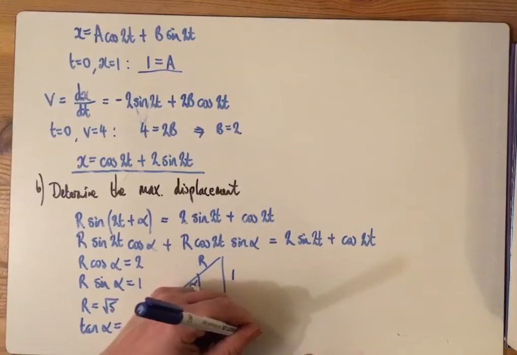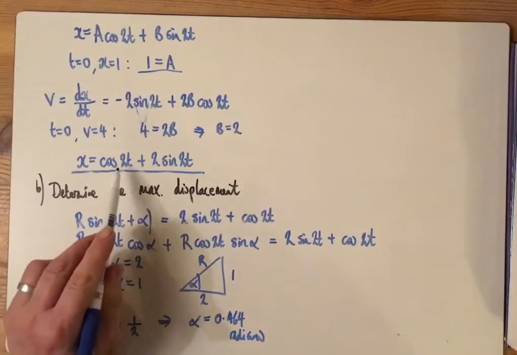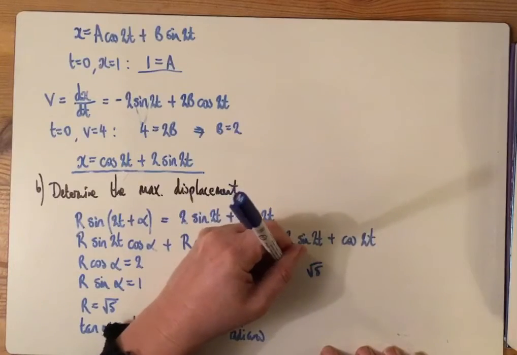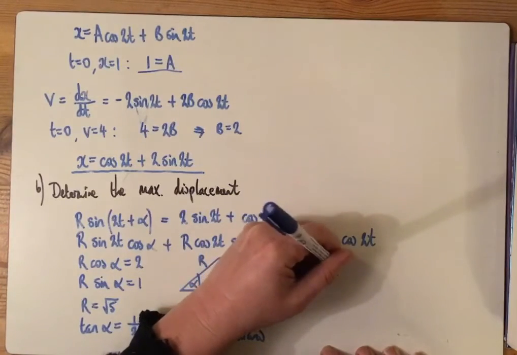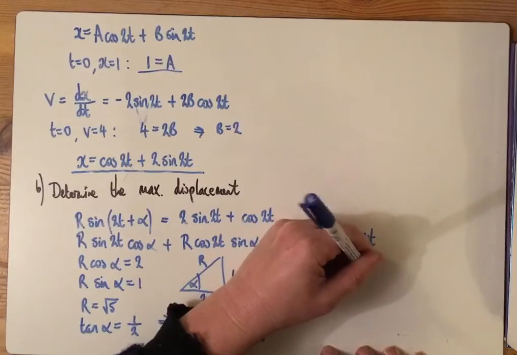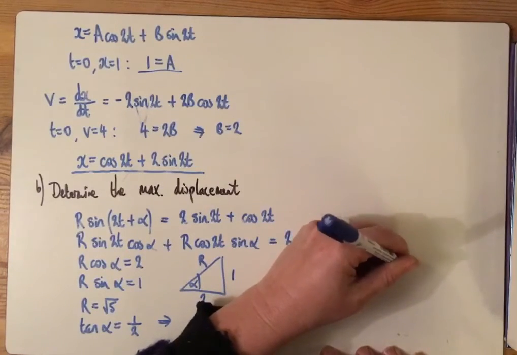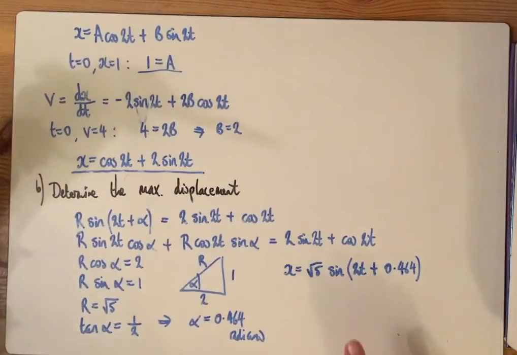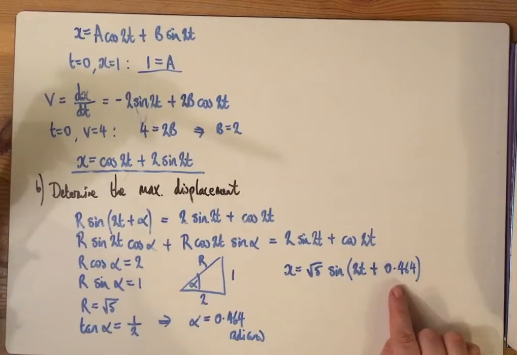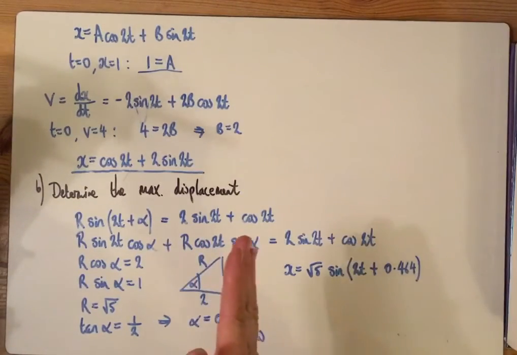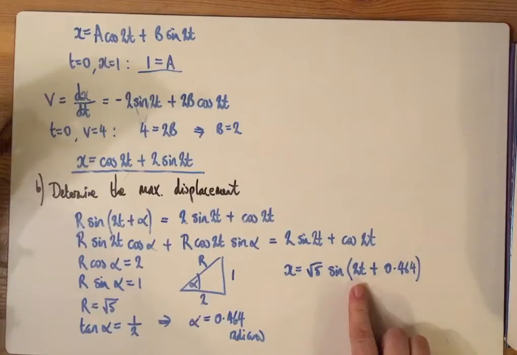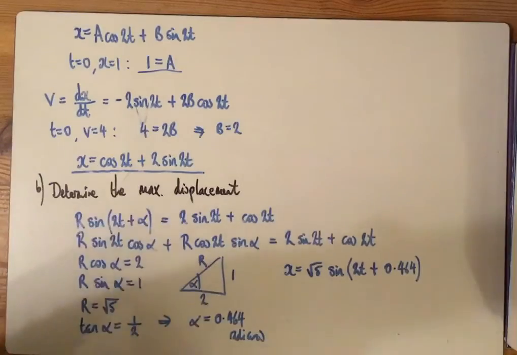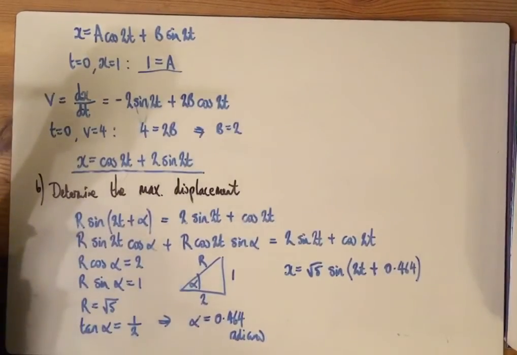Radians, let's write that in just to make it clear. And so you can actually rewrite this as root 5 sine of 2t plus 0.464. So if you think about your transformations, the sine curve has been moved left by 0.464, then it's been stretched by scale factor of a half, and then it's been stretched in the y-axis by root 5.